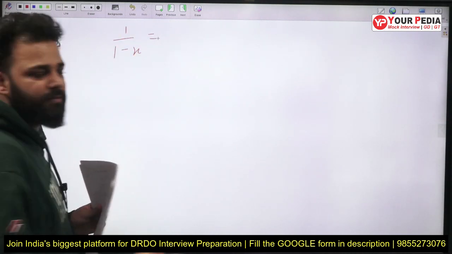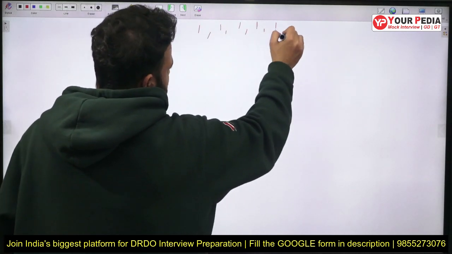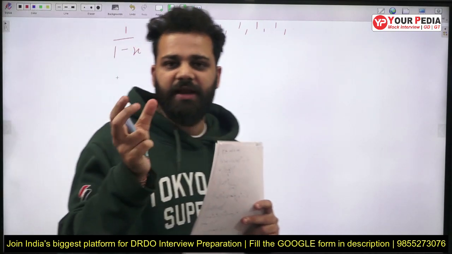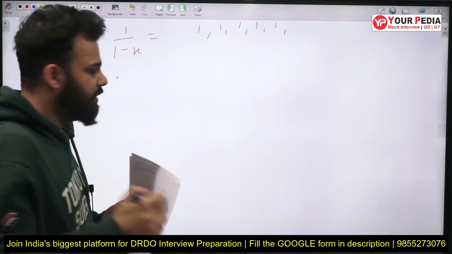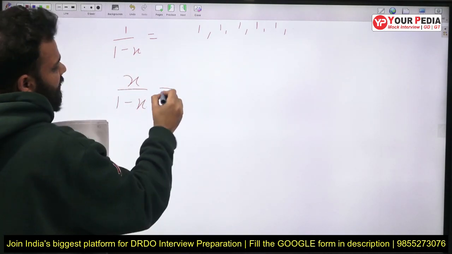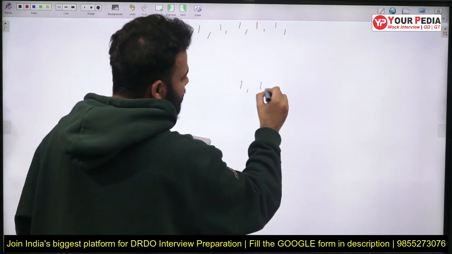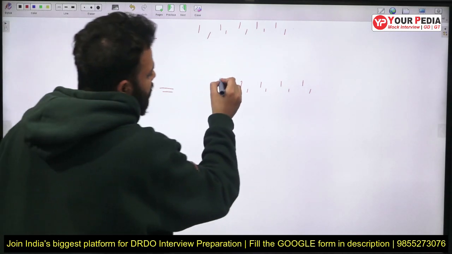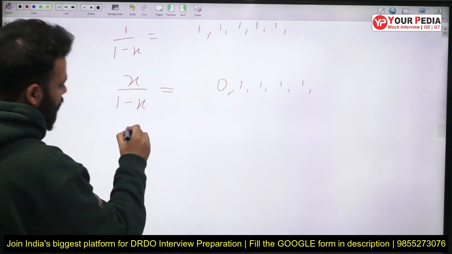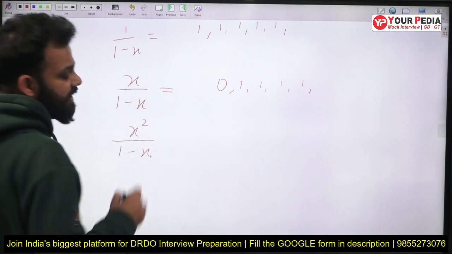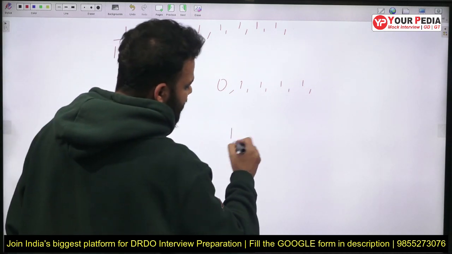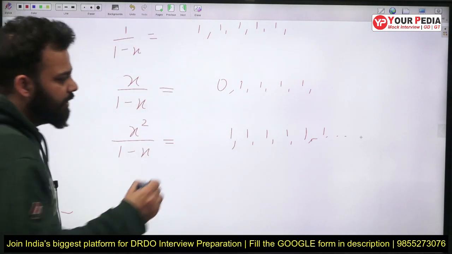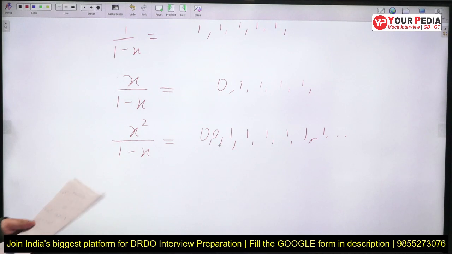So 1 by 1 minus x will give you 1 1 1, and so on. Now when you multiply any term with x, it will give you 1 0. I will show you x by 1 minus x. So 1 by 1 minus x will give you 1 1 1, and so on, and the x that is being multiplied here will give you 1 0 at the start. So let's say that it is x square by 1 minus x. So for 1 by 1 minus x, the normal sequence will be 1 1 1 1 1, and for the x square, 2 zeros will come in the starting.